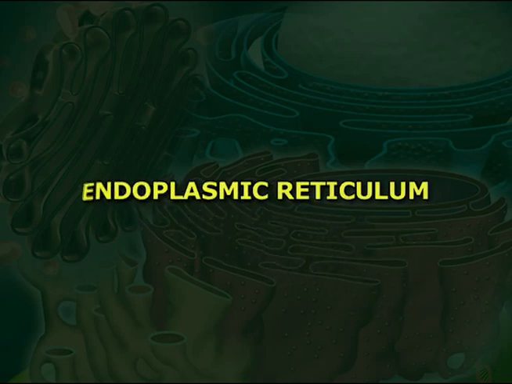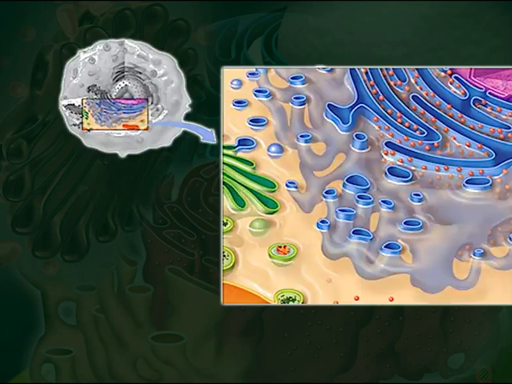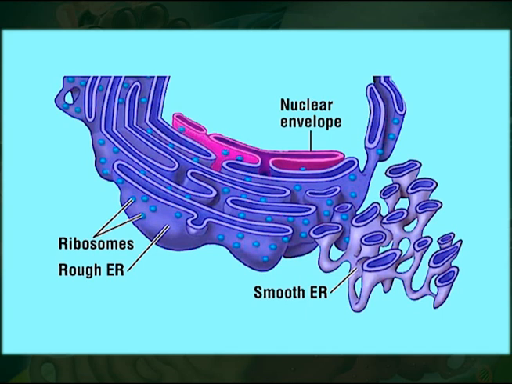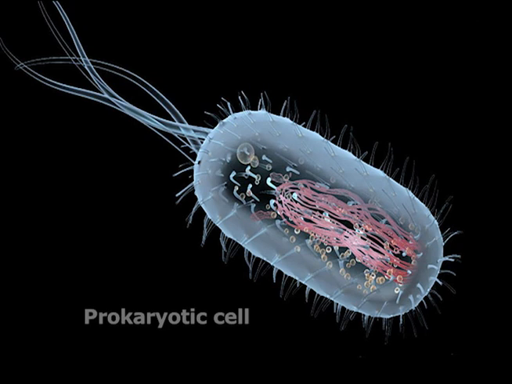Starting with the first half of the topic, endoplasmic reticulum. Endoplasmic reticulum is abbreviated as ER. ER is a double membrane system found throughout the eukaryotic cell. The membrane is continuous with the nuclear membrane and the plasma membrane. ER is absent in prokaryotic cell.